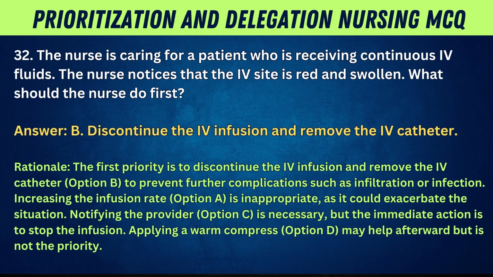Answer. B. Discontinue the infusion and remove the catheter. Rationale. The first priority is to discontinue the infusion and remove the catheter, option B, to prevent further complications such as infiltration or infection. Increasing the infusion rate, option A, is inappropriate as it could exacerbate the situation. Notifying the provider, option C, is necessary, but the immediate action is to stop the infusion. Applying a warm compress, option D, may help afterward, but is not the priority.